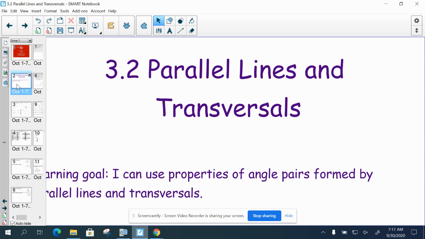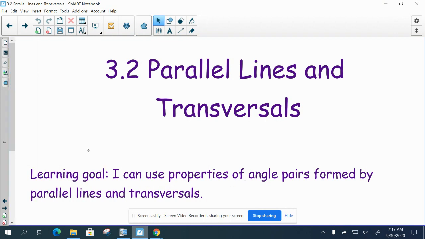Hi everyone, this is lesson 3.2, parallel lines and transversals. Today we're going to use properties of angles formed by parallel lines and another line that we call a transversal, which is a line that goes through the parallel lines. So before we learn about the different properties, let's do a little exploration.